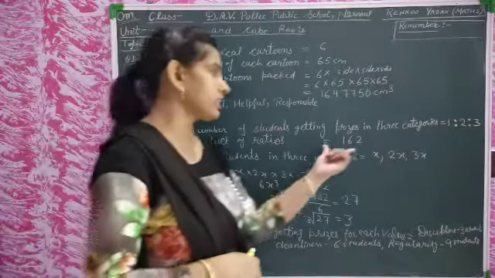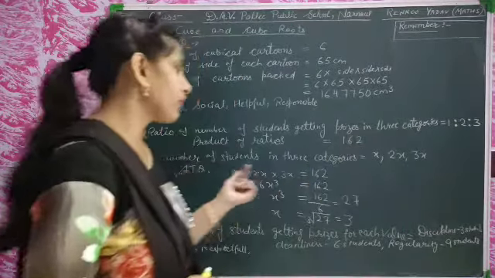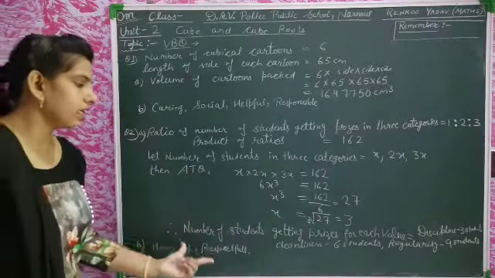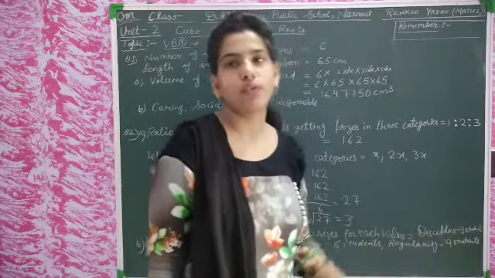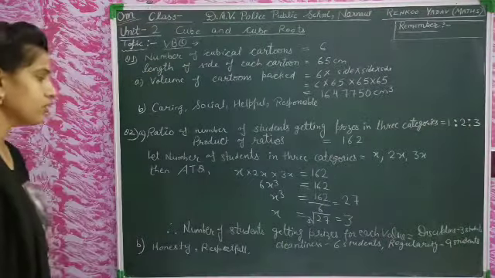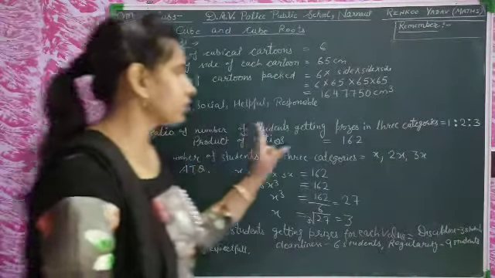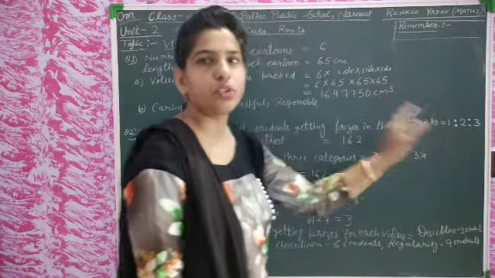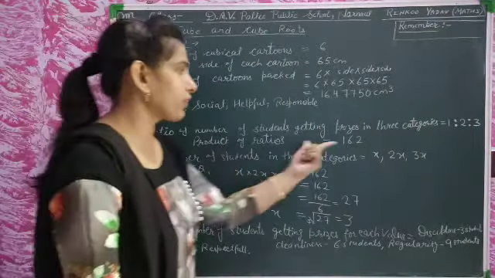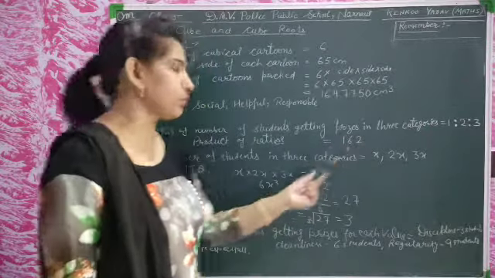Product of the ratios is 1:62. Then we have to find the number of students getting prizes for each value. Now students, we are seeing here the ratio of the students getting prizes in 3 different categories is 1:2:3, and the product of ratios is 1:62.